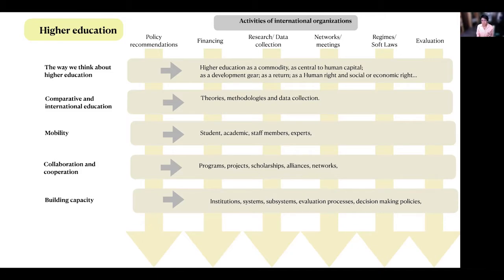Research and data collection is also a very important, crucial activity of these international organizations. Then we have networks and meetings, right? These organizations work a lot with the idea of the importance of networking and how much impact it has. Well, that's part of the debate. Regimes and soft laws. In higher education and in education, international organizations are not really producing regimes. Regimes would be norms that have to be followed by countries, with a consequence if you don't follow these norms that are established and signed by the countries, right?